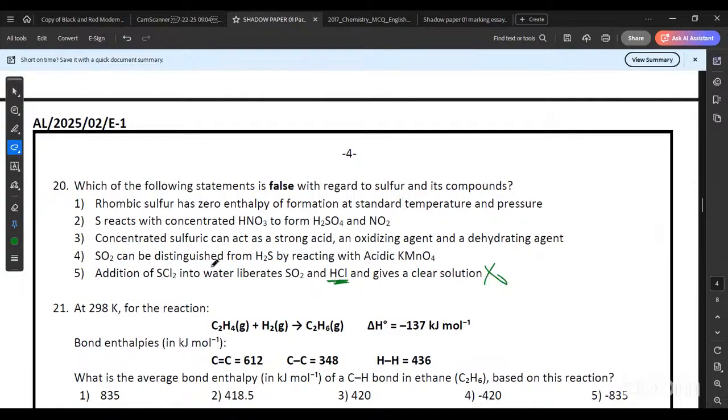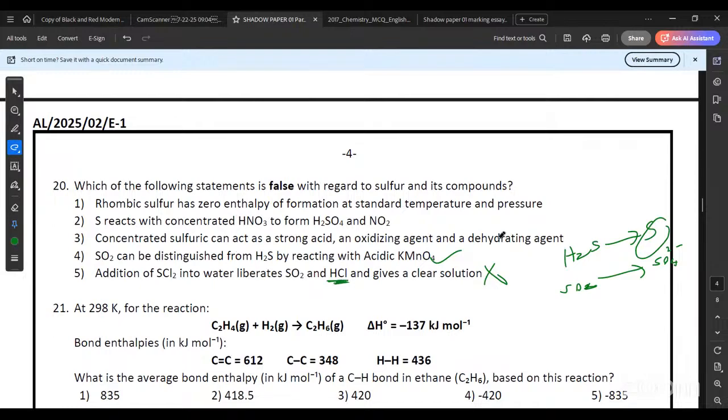Fourth one: SO2 can be distinguished from H2S by reacting with acidic KMnO4. Yes, people, H2S will give a yellow-white turbidity. H2S will go to sulfur actually, and then SO2 will go to sulfate. So that means this one will give yellow-white turbidity.